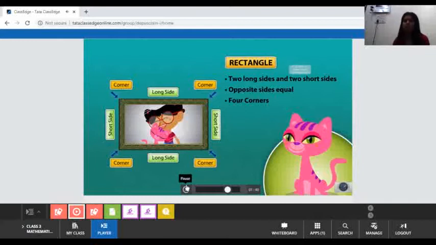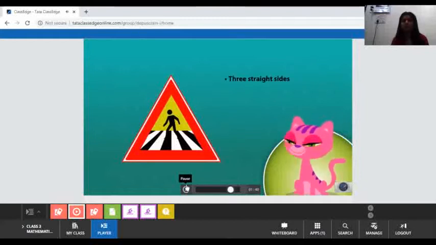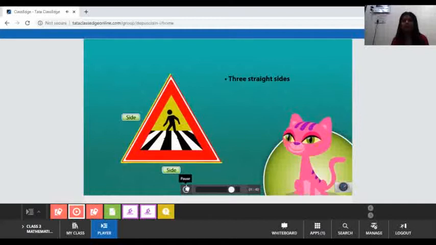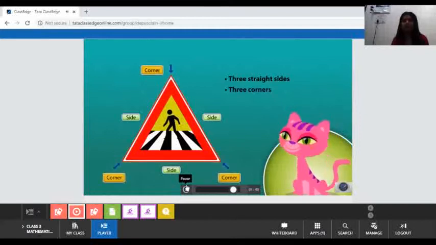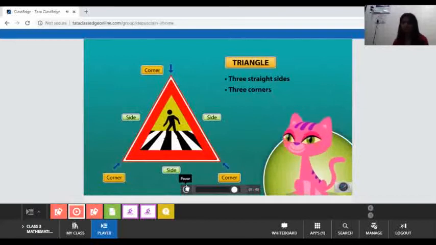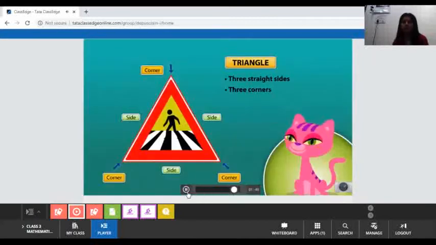This sign shows where a road crossing would be. Its shape has 3 sides, 1, 2 and 3. When corners are 3, it's a triangle, you see.